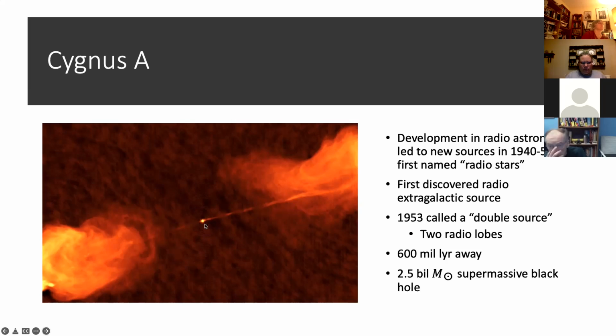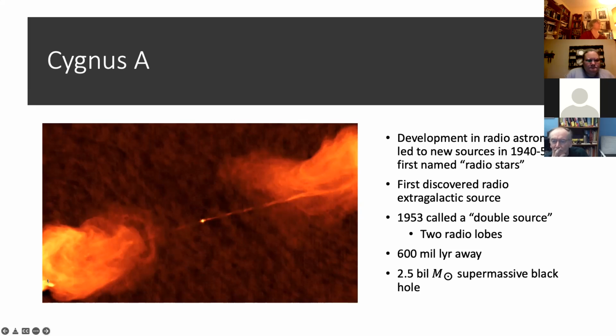Okay, so this is Cygnus A. This is 600 million light years away, which is significantly far. But it has a mass of 2.5 billion solar masses in its supermassive black hole. To give some context, the Milky Way's supermassive black hole in its center is about 4 million solar masses.